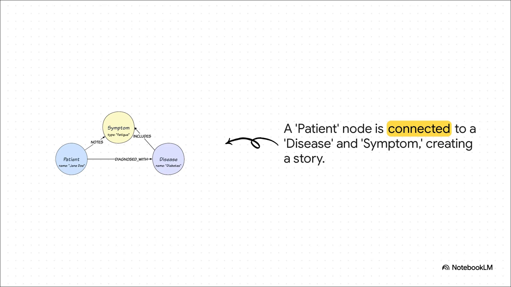And here's where it all snaps together. So you can see here, we've got a patient node. It's connected to a disease node with an edge that says diagnosed with. Then, that disease node is linked to a symptom with an edge that says includes. All of a sudden, we don't just have these separate, isolated facts. We have a connected story that a computer can actually understand and even reason with.